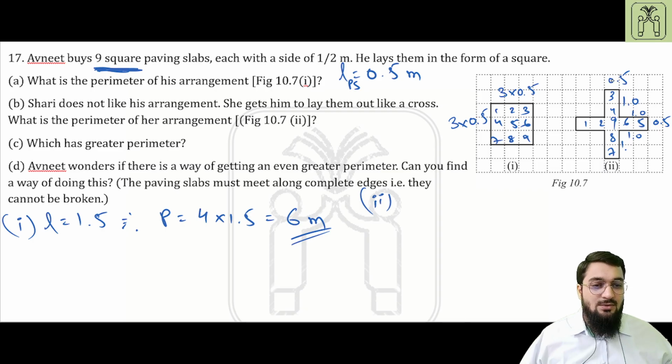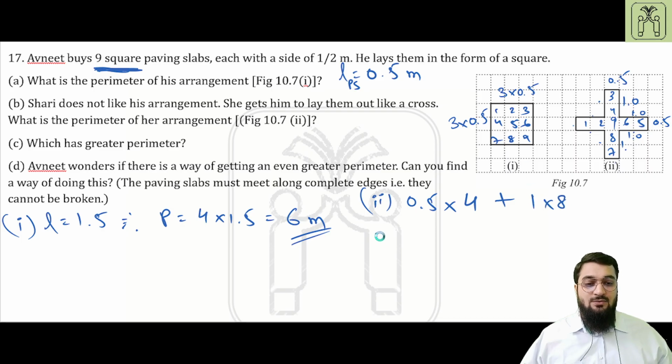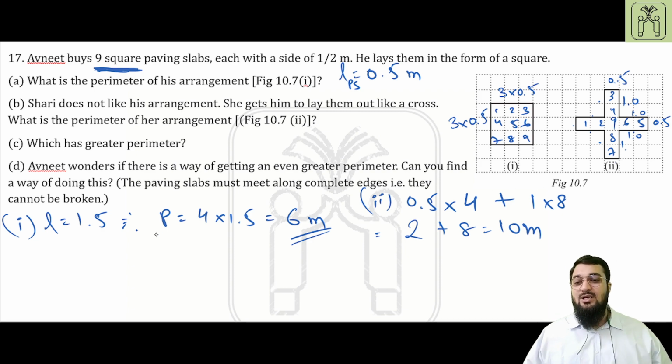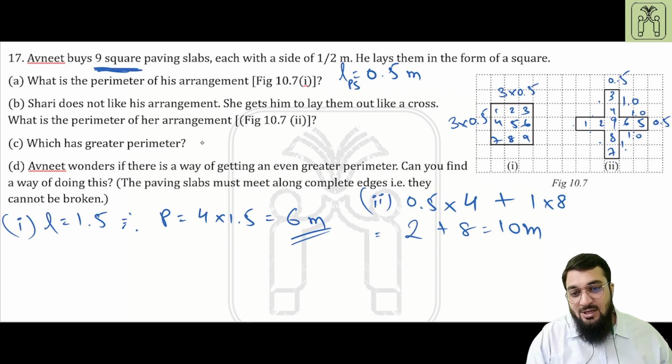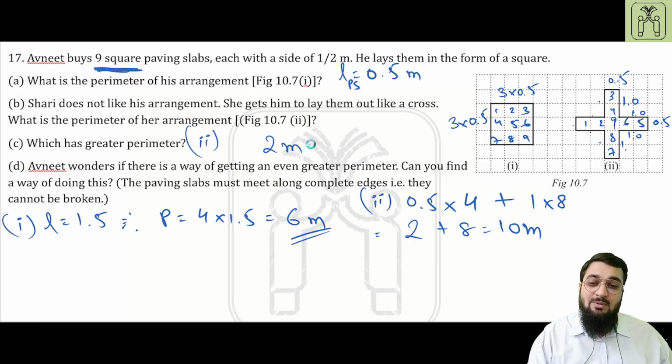That is 0.5, 1 time, 2 times, 3 times, 4 times. So I'll just take a shortcut. 0.5 into 4 times, plus 1, 2, 3, 4, 5, 6, 7, 8, that is 1 eight times. Therefore, the answer will be 0.5 into 4 is 2, plus 8, and that is 18 meters. That is the total length of the new arrangement, which has a greater perimeter. Obviously, figure number 2 will have the greater perimeter, and the difference will be 2 meters.